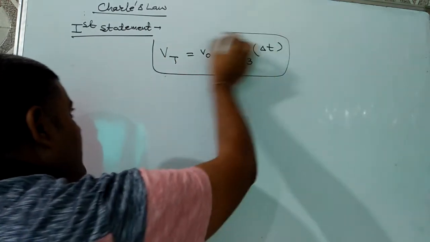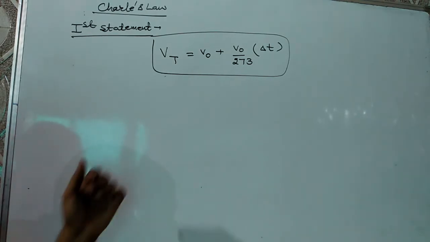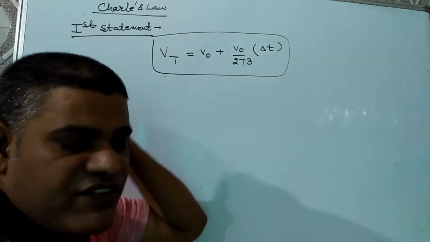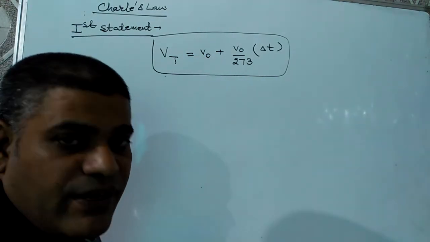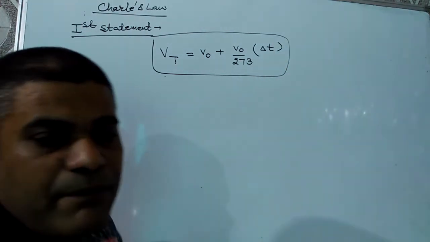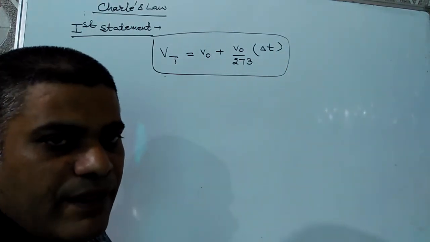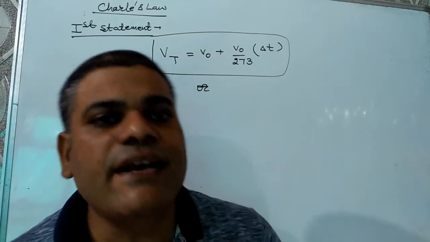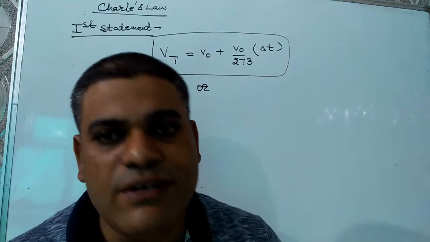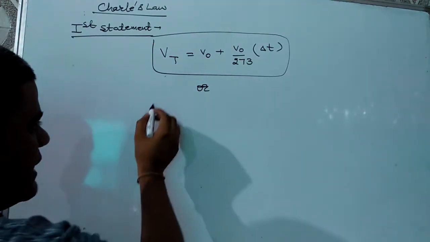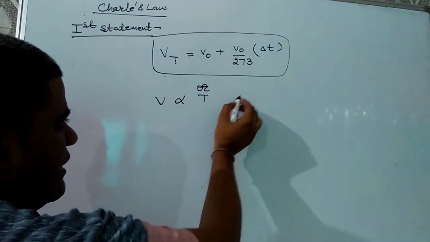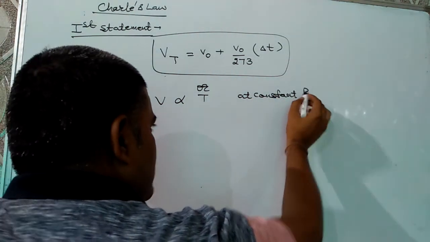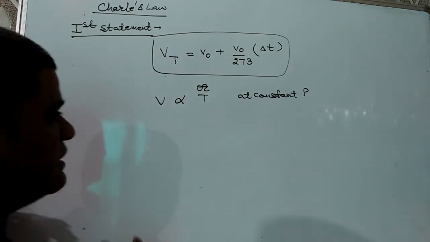That should be the applied form, where Vt is the volume of gas at temperature T, V0 is the volume of gas at 0 degree centigrade, and delta T is the change of temperature in degree centigrade. Or it can be stated like this: if pressure remains constant, then volume of a gas is directly proportional to temperature. So V is directly proportional to T.